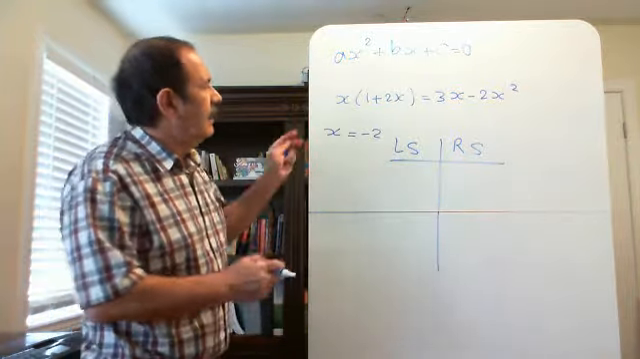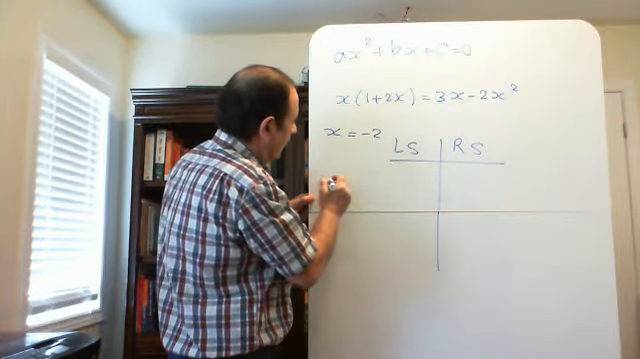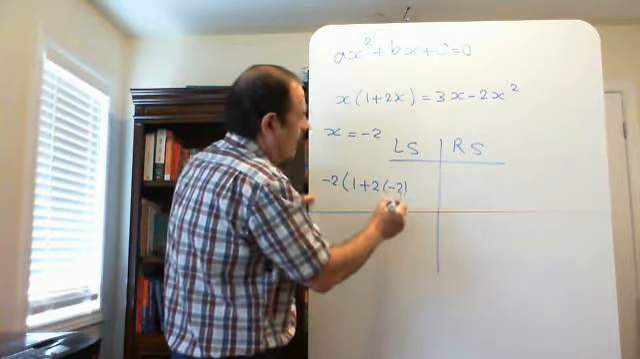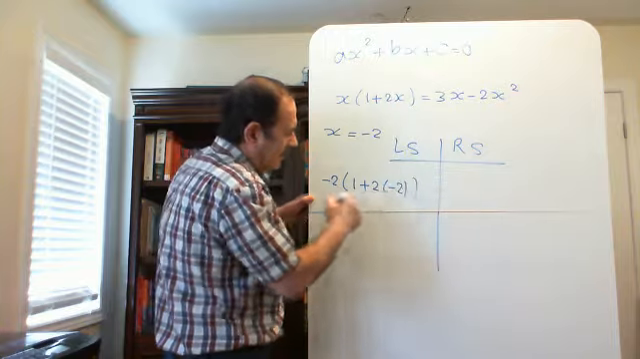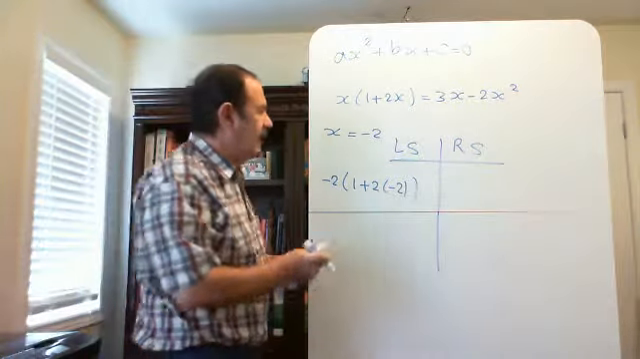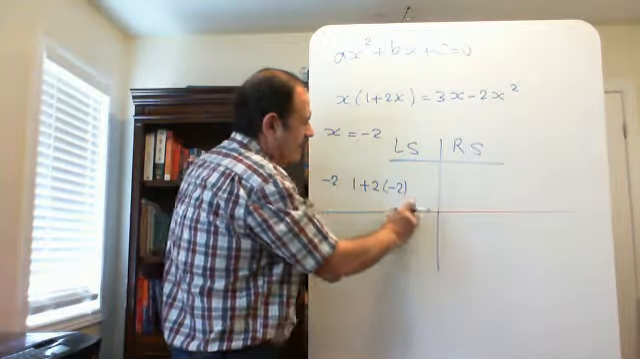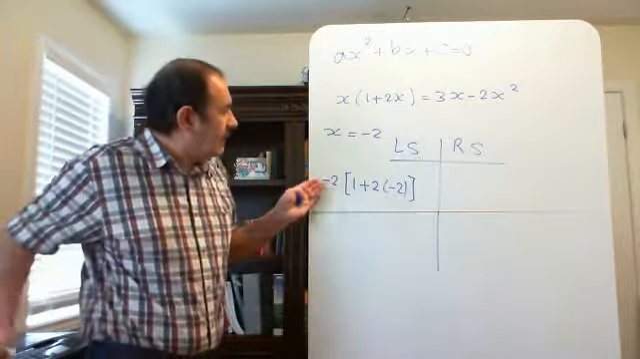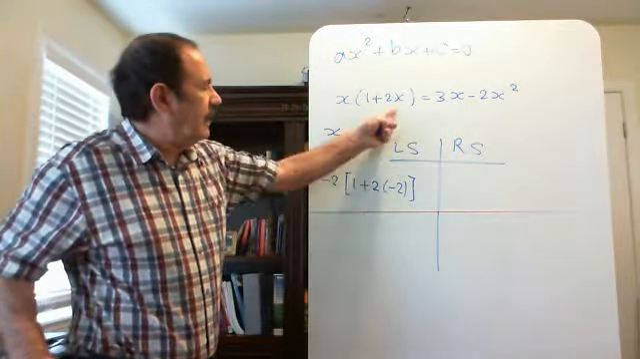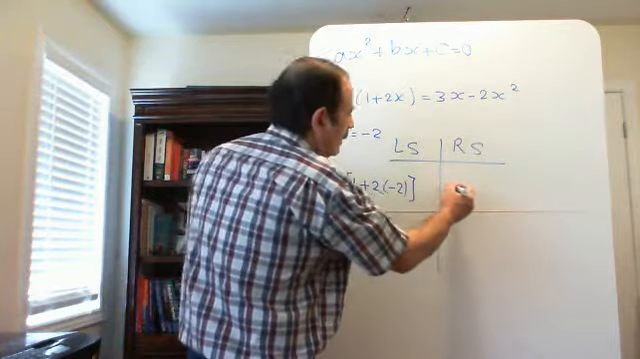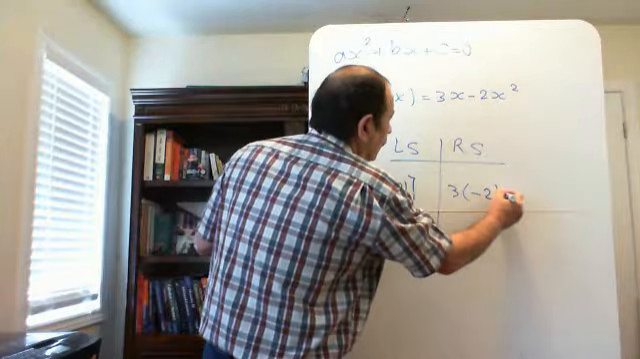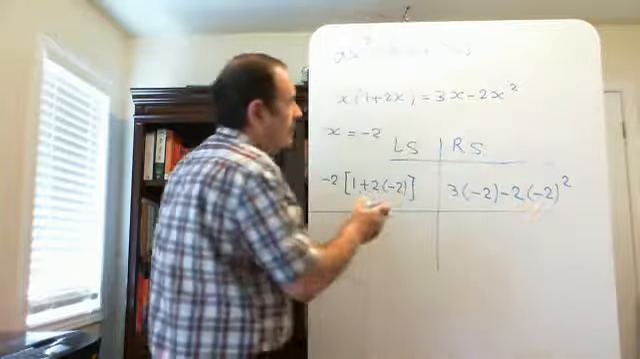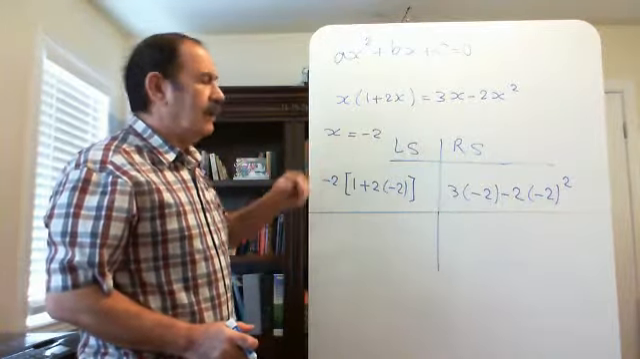So what is the left side? Instead of x, substitute -2. So -2, then 1 plus 2, again x is -2. Because I have a bracket inside the bracket, to make it clearer, I can use a square bracket instead. So this is the left side: -2 for x, 1 plus 2, again -2 for x. What is the other side? 3(-2) minus 2(-2) to the power of 2. As you see, in both sides, instead of x, I substitute -2.